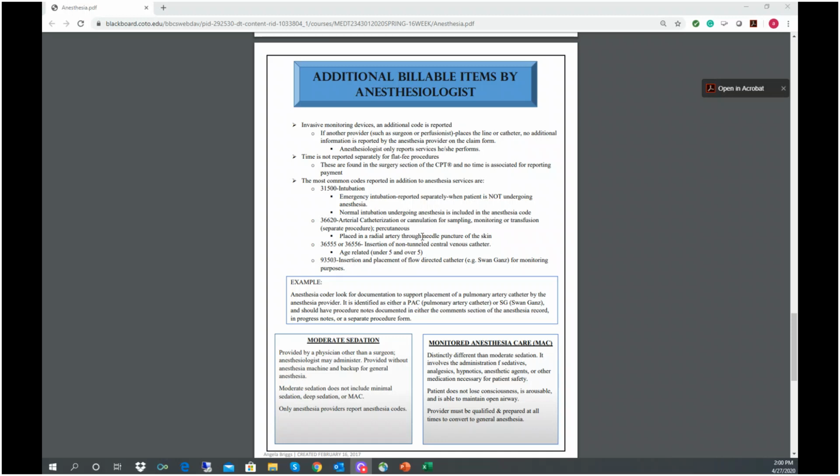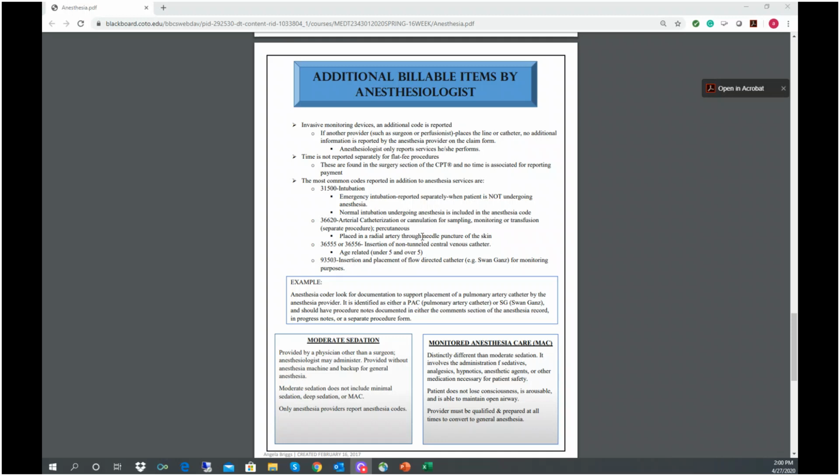Then moderate sedation versus monitored anesthesia care. Moderate sedation is provided by a physician other than the surgeon. Anesthesiologists may administer it, provided without anesthesia machine or backup for general anesthetic. Moderate sedation does not include minimal sedation, deep sedation, or MAC. And again, only anesthesia providers report anesthesia codes.